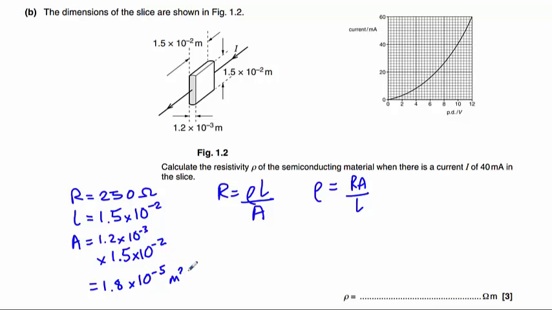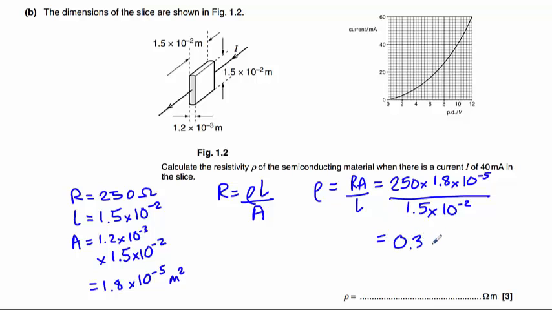meters squared. So we can now plug all of those numbers into our equation. 250 ohms multiplied by 1.8 times 10 to the minus 5 divided by 1.5 times 10 to the minus 2. That gives us 0.3 ohm meters.